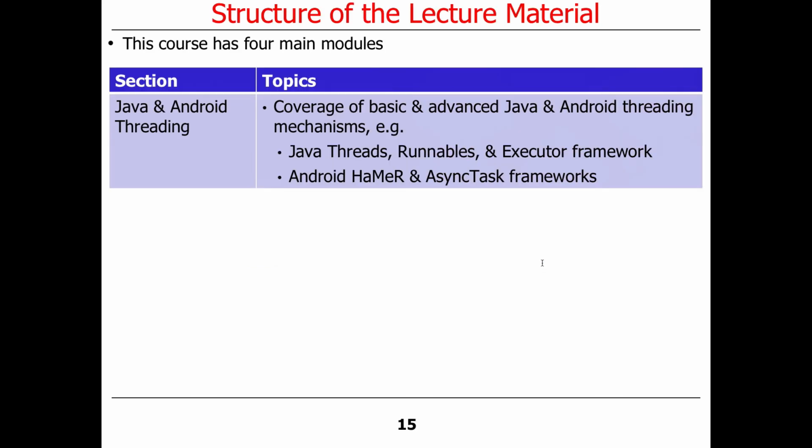So how is the lecture material structured? Well, we're going to have these 4 main modules. The first part will be Java and Android threading. So we'll talk about Java threads and runnables and the executor framework. These are all ways of executing code concurrently. And we'll also talk a bit about Android concurrency frameworks called the HaMeR framework, which stands for handlers, messages, and runnables, and the AsyncTask framework. Those are some things we'll talk about.